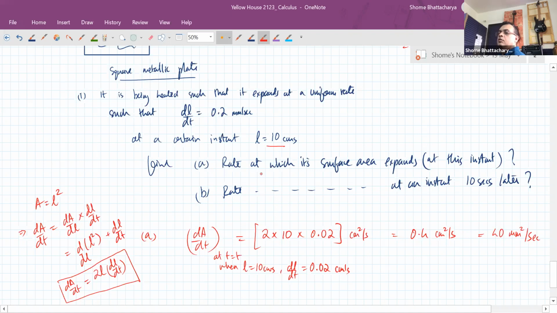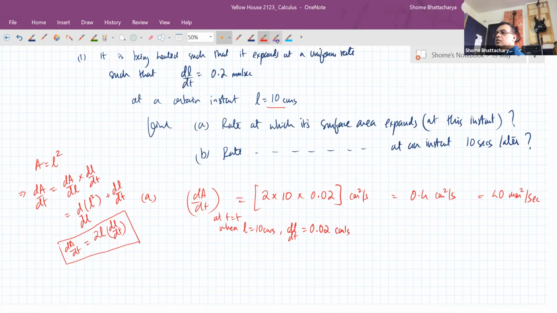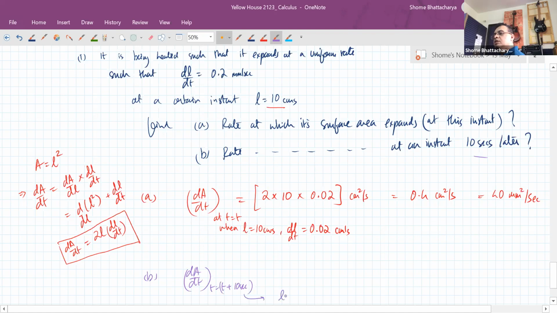Now the second part, you want to calculate this at an instant which is this time plus 10 seconds. So at this point of time, what will happen? What will be the length?